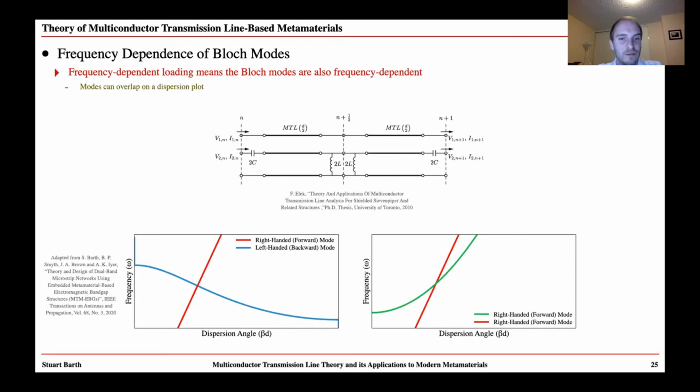If we take the red mode, this is sort of representing a standard right-handed forward mode in which phase and group velocities are co-directed. Whereas the blue mode would be a left-handed or backwards wave mode in which group and phase velocities are contra-directed. On the right-hand side, we see a similar right-hand mode, but this also overlaps with another right-hand mode. So the question is, in these systems, what kind of dispersion effects can we get between these modes? How do they interact with one another?